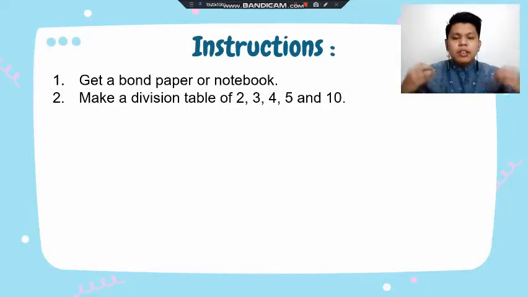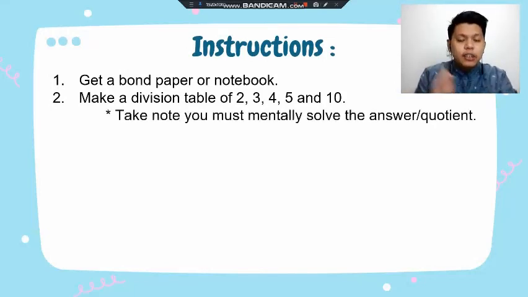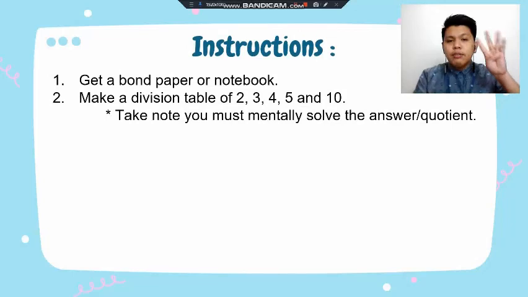Now, I may recommend you to do what you did in the multiplication table, but it's hard, or I may not be able to teach you how to use it very well. So later on, I will show you an example of a different way on how to make a division table. Next, the third, take note. You must mentally solve the answer for each quotient. Okay? You must mentally solve the answer or the quotient for 2, 3, 4, 5, and 10.